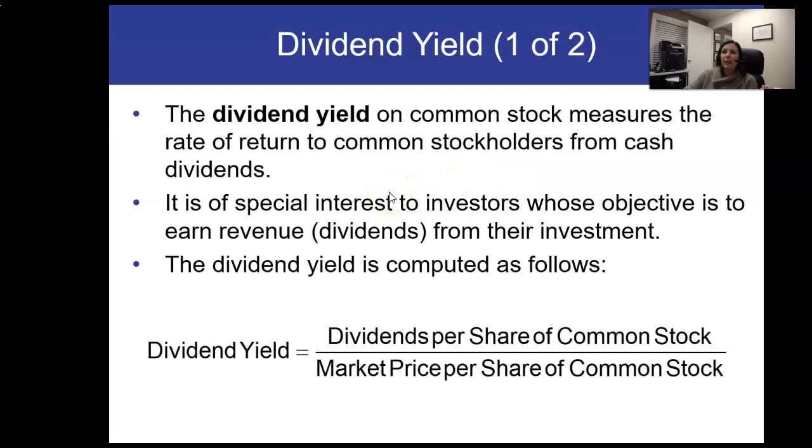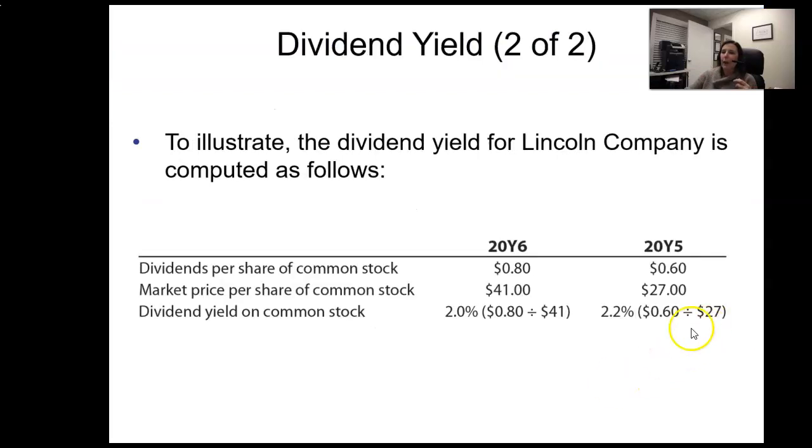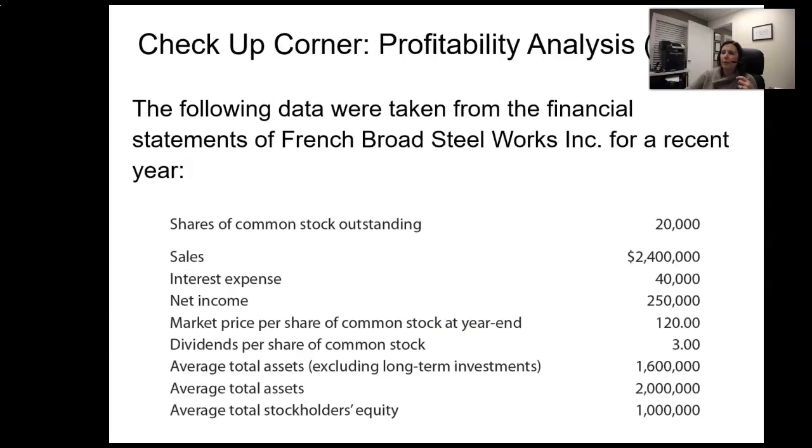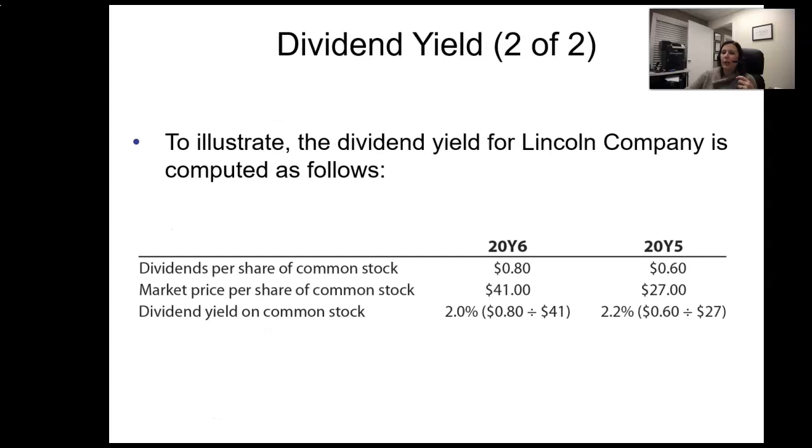Then we get to the dividend yield. And so this is the rate of return to common stockholders from the cash dividend. And so we've got the dividends per share of the common stock over the market price of the common stock. So in other words, what is the percentage that they're getting back on dividends versus the stock price? And so in year 5, it was 2.2, and it was down to 2 in year 6.